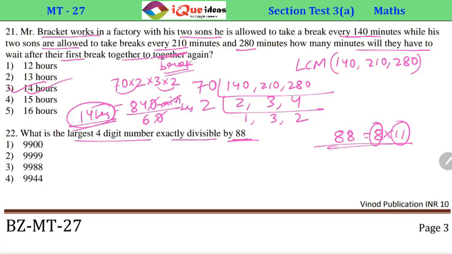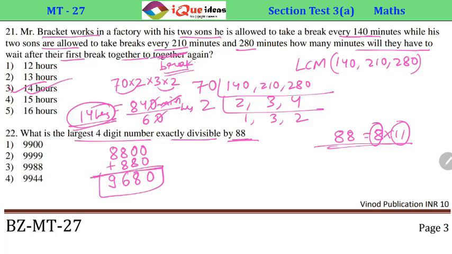See, 88 100 times is 8800, right? This is divisible by definitely 88. And 88 10 times is 880. So if I add them, still I'm going to get a number which will be divisible by 88 only, right? So 0 plus 0 is 0, 0 plus 8 is 8, 8 plus 8 is 16, 8 plus 1 is 9. So we directly get a number 9680 which is definitely divisible by 88.